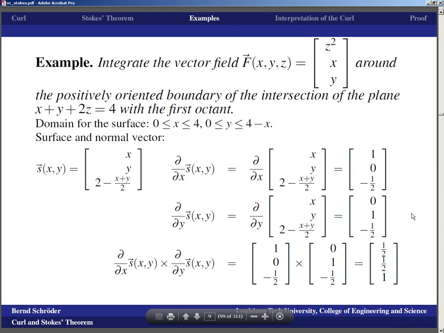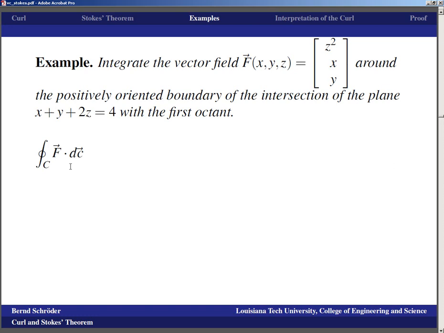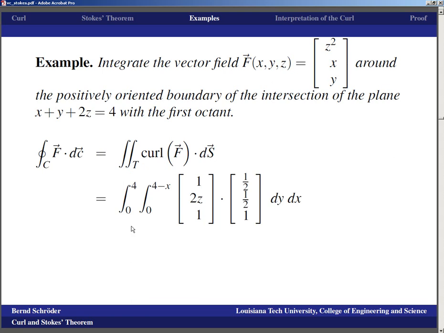And that means that the line integral of the vector field along the curve is the same as the integral of the curl dot dS over the whole triangle. That is the integral from 0 to 4 in x, the integral from 0 to 4 minus x in y, where we then do the dot product with the surface normal vector. So this here is our vectorial area element for the surface. That is our dS, if you will. And the curl is 1, 2z, and 1. Now this is fairly easily worked out. Of course, this is 1 half plus z plus 1 half.